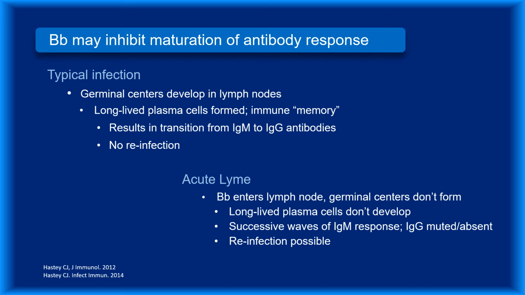Using a mouse model, they found that the bacteria actively entered lymph nodes and disrupted the formation of germinal centers, such that long-lived plasma cells never developed. Thus, the mice continued to produce IgM antibodies, but never mounted an IgG response. Interestingly, serologic studies in humans have demonstrated that some individuals produce waves of IgM antibodies without ever seroconverting to IgG.